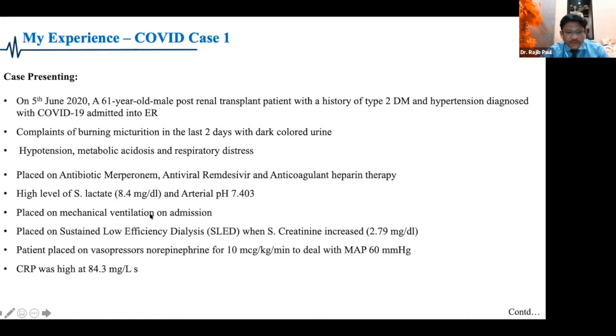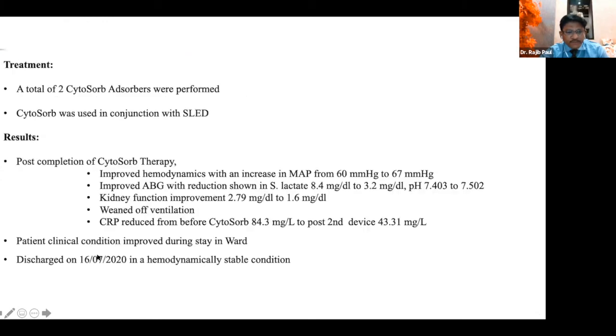Because of his respiratory distress, he was intubated on admission and also started on sustained low efficiency dialysis when the creatinine started going up to 2.7. He also required vasopressor therapy of up to 10 mics noradrenaline to maintain a MAP of 60. Initial CRP was 84.3.